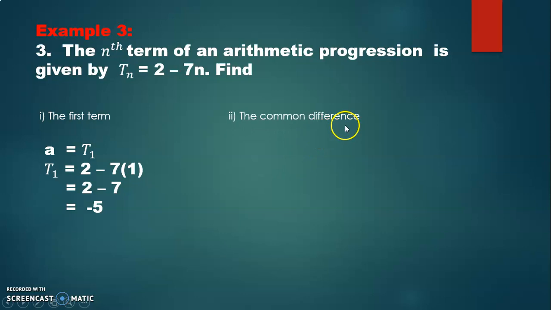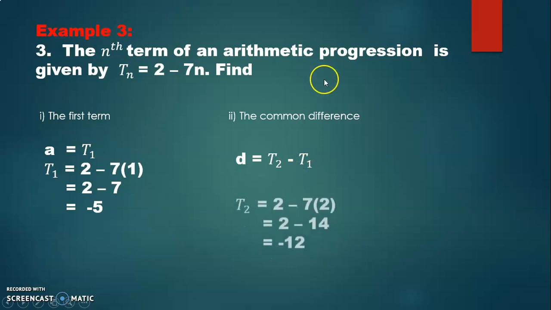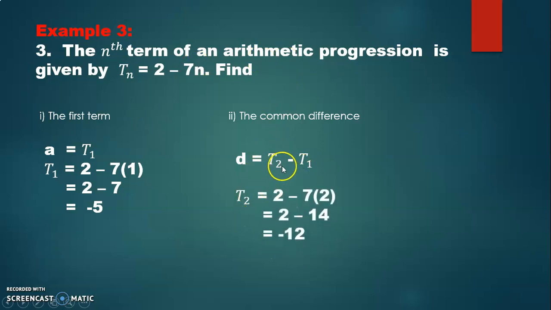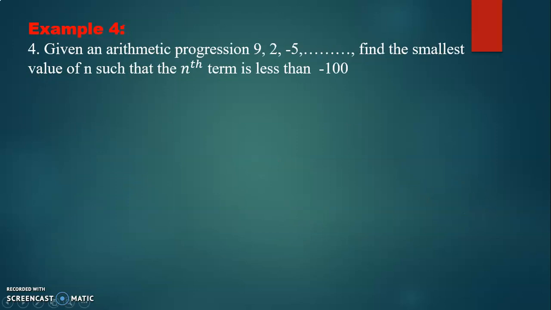Alright? The common difference, how to find? 就是 T2 minus T1, isn't it? Already told you it is an AP, so very sure. So T2 怎么找? Replace n with 2. You get negative 12. You haven't got your d yet, you know. d, you have to use T2 minus T1. That's it. Your negative 7. Okay? 应该不会很难哦，这些是 simple questions.